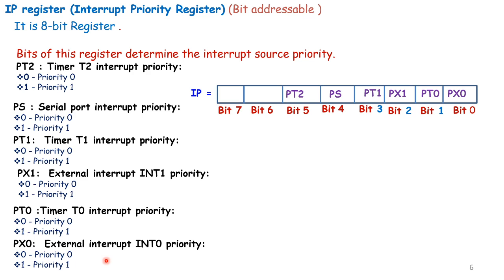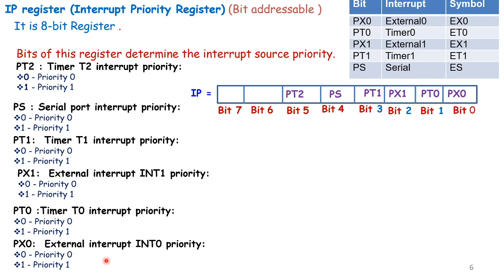So the execution of the interrupts will be like this. Here PX0 we may call EX0, the external interrupt 0. PT0, timer 0, we may write with the symbol ET0. PX1 is external interrupt EX1, PT1 is timer 1 interrupt ET1, and PS means the serial interrupt ES.